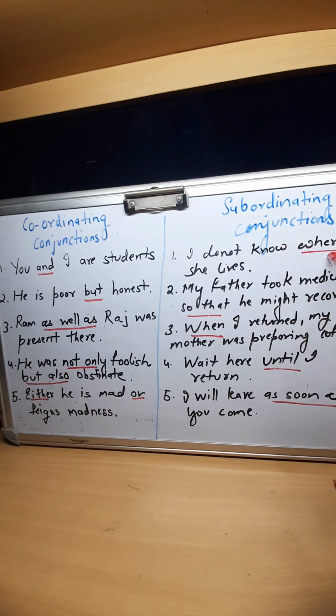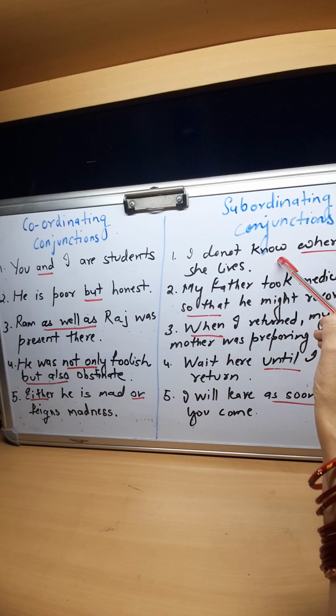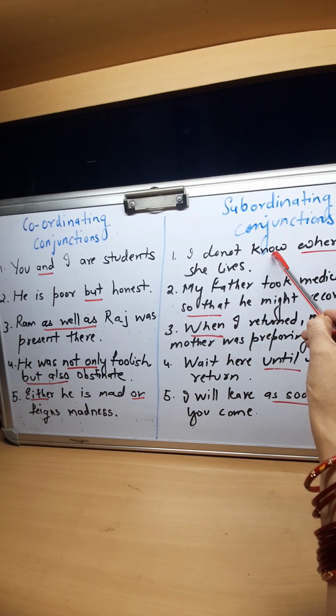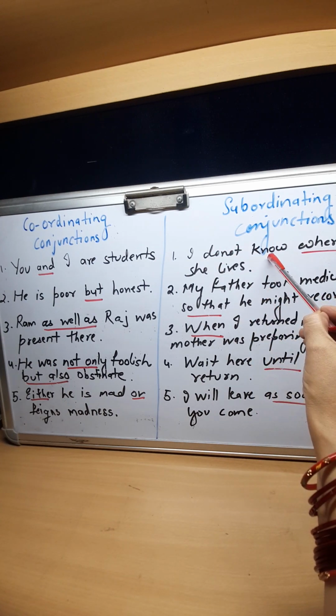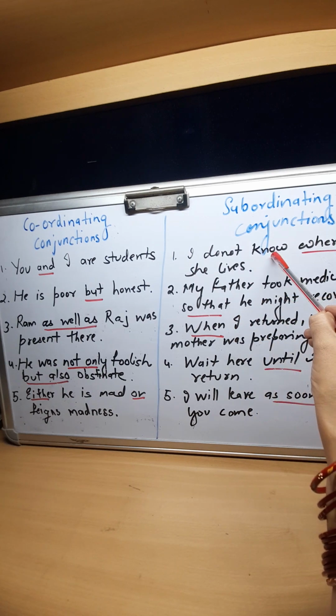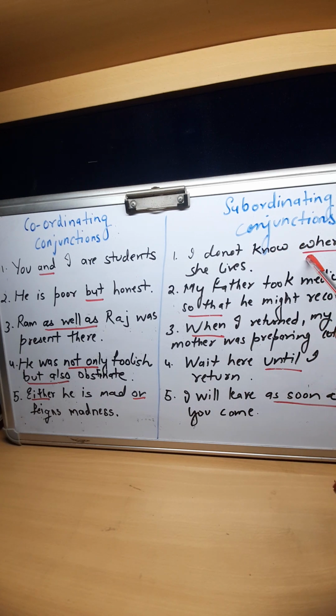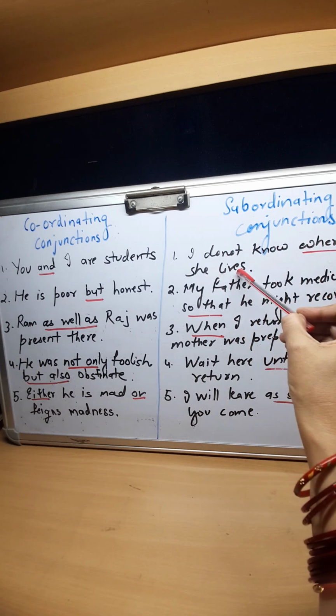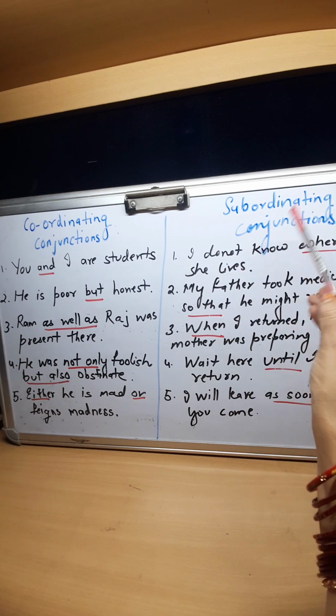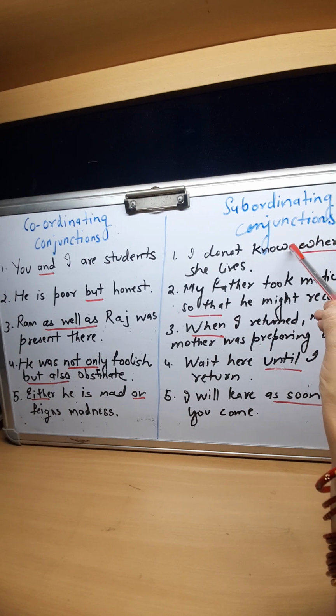I do not know where she lives. In this sentence, I do not know is the main part of the sentence. It has complete meaning. I do not know. Beta, what you do not know? Then we will give the answer using a subordinating conjunction: where she lives. So what I have told you, subordinating conjunctions are those conjunctions which give us the answer of the questions what, when, why, how, such.